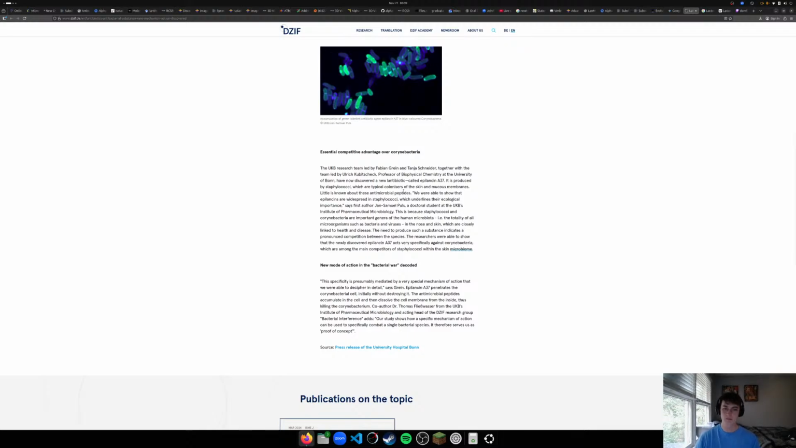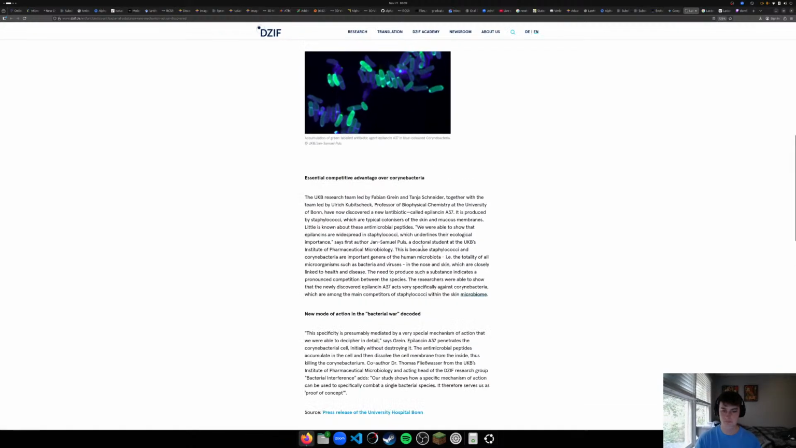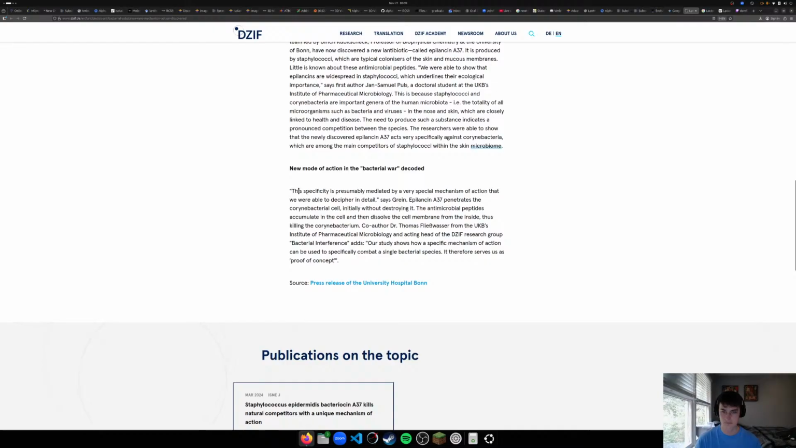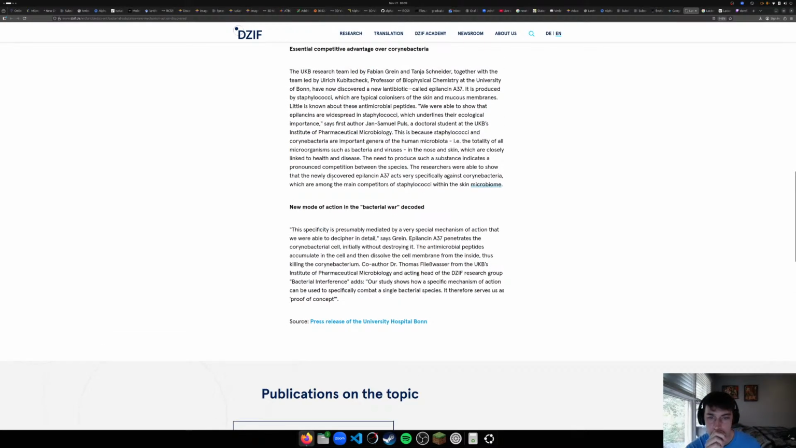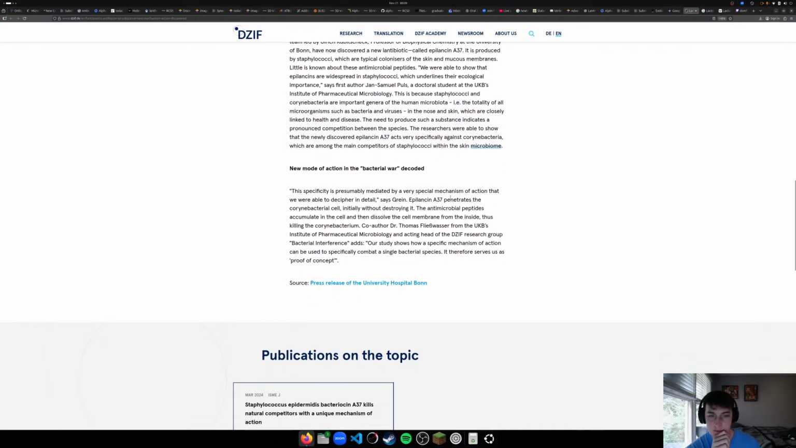All right. We're able to show effects very specifically against bacteria, which are among the main competitors. Specificity is presumably mediated by very special mechanisms of action that we were able to decipher in detail. Penetrates the cell without destroying it, accumulate in the cell, then dissolve. Okay. New mode of action in the bacterial war.